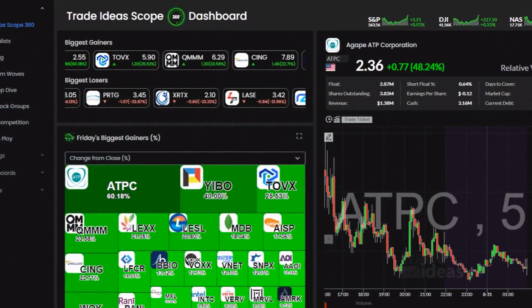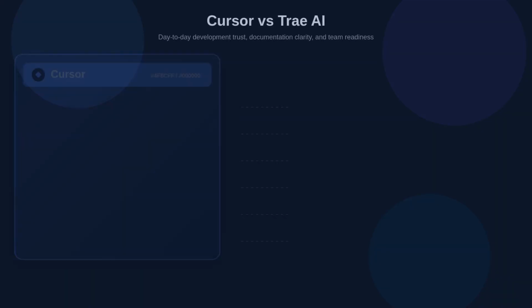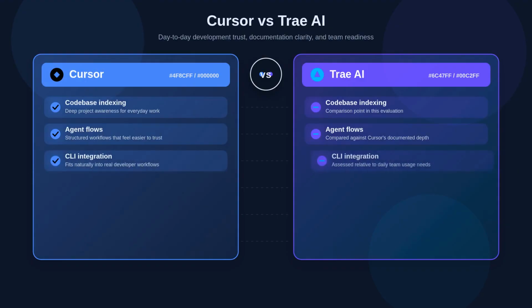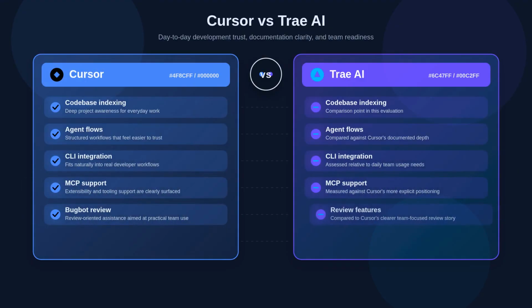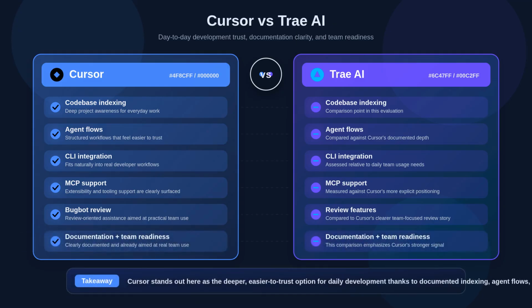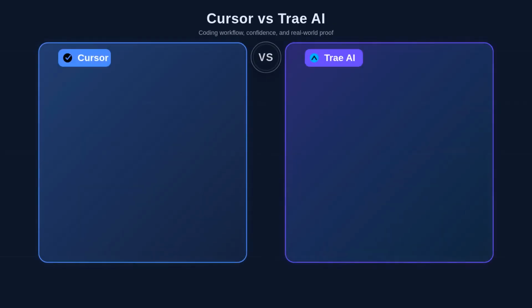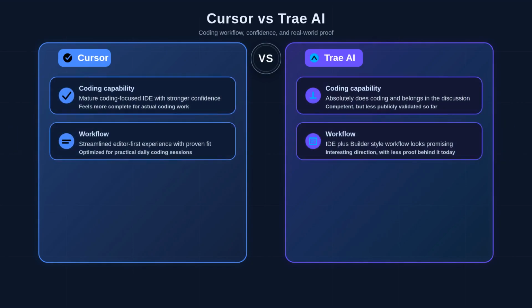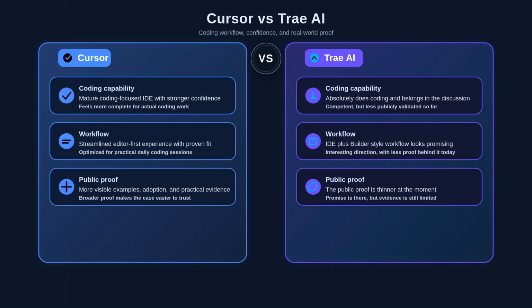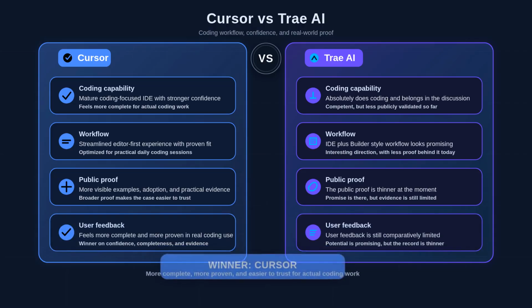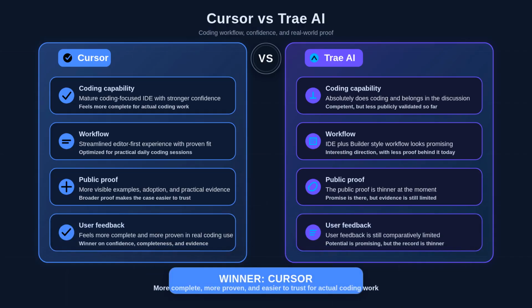First up is core coding workflow. Cursor is deeper and easier to trust for day to day development because its code based indexing, agent flows, CLI, MCP support, and bug bot review features are all clearly documented and already aimed at real team use. Trae AI absolutely does coding, and its IDE plus builder style workflow looks promising, but the public proof is thinner and user feedback is still limited. Winner here is Cursor because it feels more complete and more proven for actual coding work.